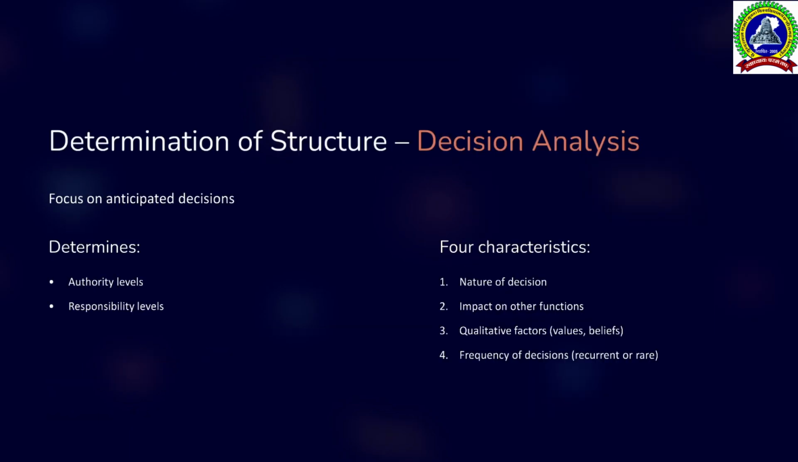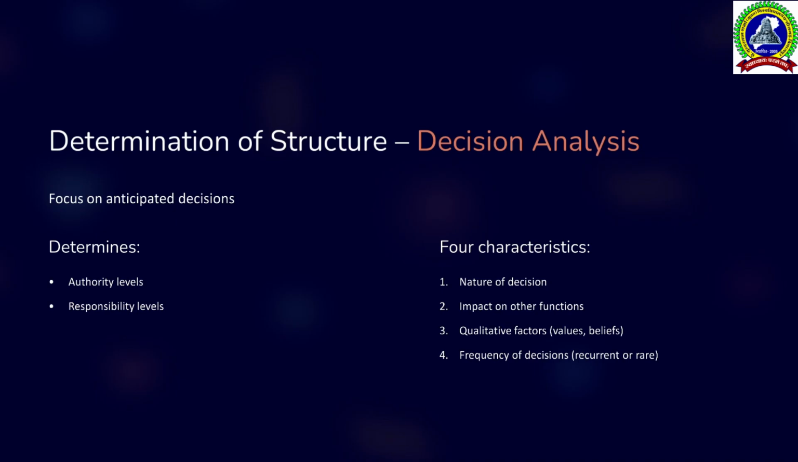Next, we will study the second method of determining structure, decision analysis, which focuses on the nature and frequency of decisions. According to Drucker, four characteristics must be considered: the decision itself, the impact on other functions, qualitative factors such as values and beliefs, and whether decisions are recurrent or rare.